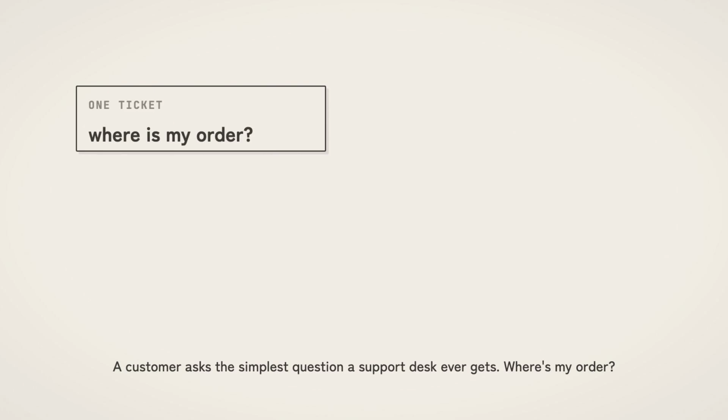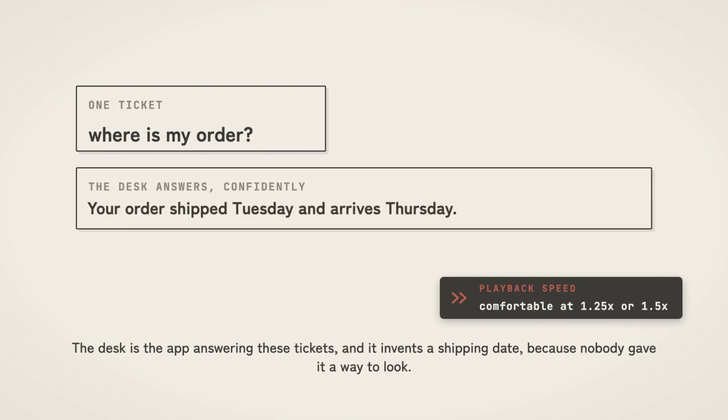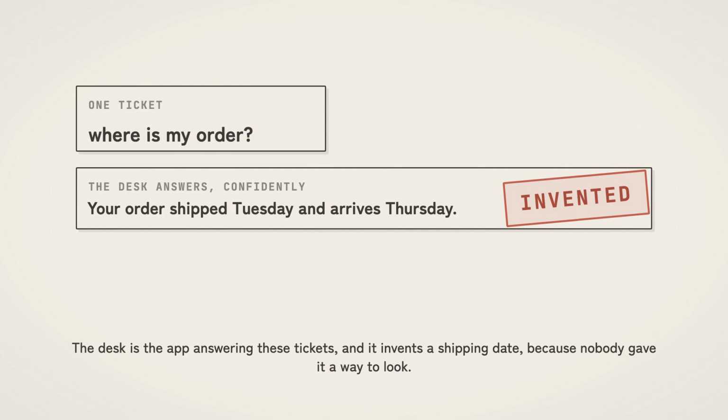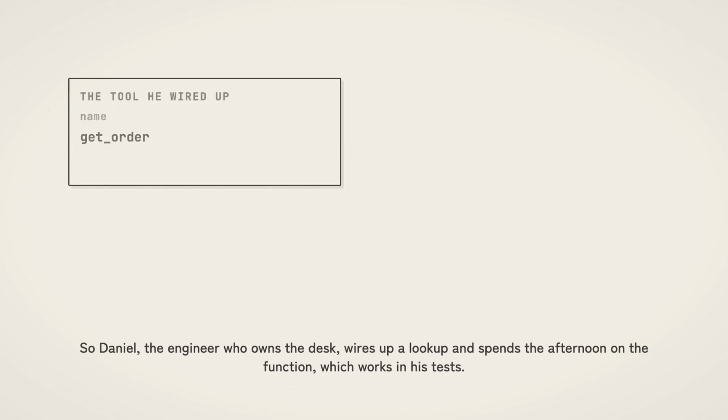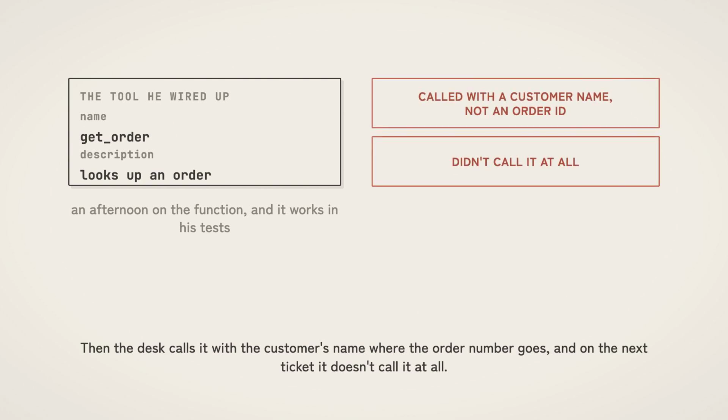A customer asks the simplest question a support desk ever gets. Where's my order? The desk is the app answering these tickets, and it invents a shipping date because nobody gave it a way to look. So Daniel, the engineer who owns the desk, wires up a lookup and spends the afternoon on the function, which works in his desk. Then the desk calls it with the customer's name where the order number goes, and on the next ticket it doesn't call it at all.